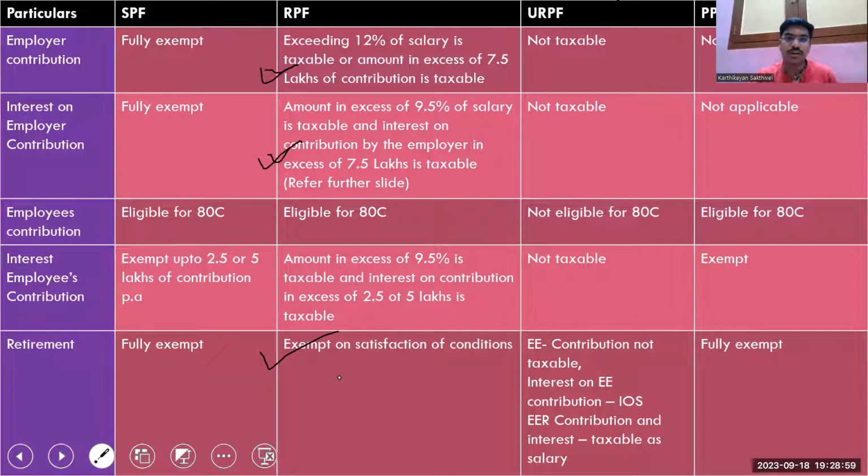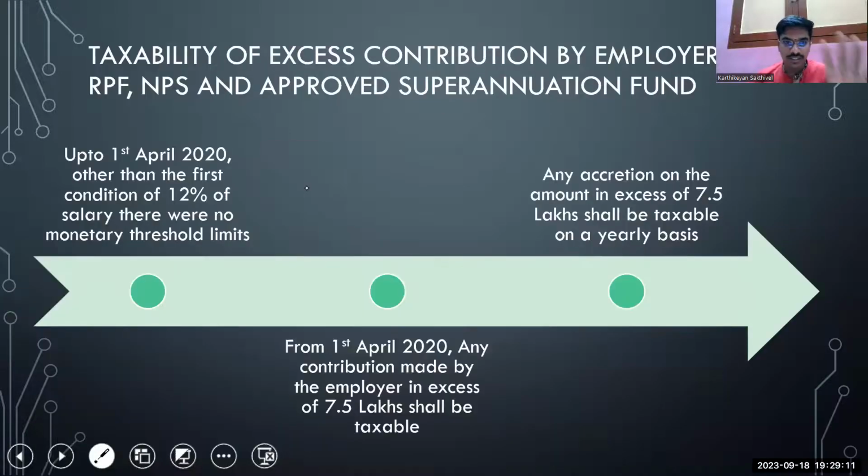Now come back to this point. So basically the in excess of 7.5 lakhs of contribution is taxable. அது புரிஞ்சிருத்தா? Second is, interest on contribution in excess of 7.5 lakhs is also taxable. So 1 and 2 is done. So is this first clear? In this slide முதல்ல புரிஞ்சுதா?